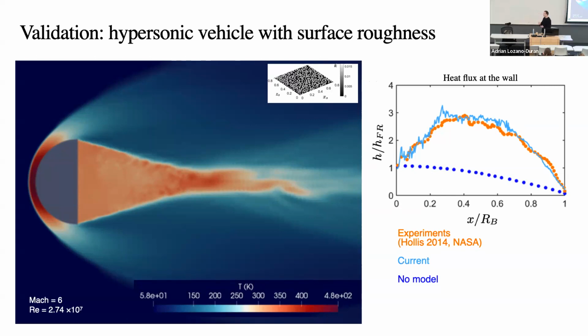Here, because I cannot compare with other closure models for LES, what I can do is switch off my model to show that the model is doing something. If I switch off the model, then essentially the flow doesn't even transition, it remains laminar, and then you get those dots, like no model. So at least I can compare with that.